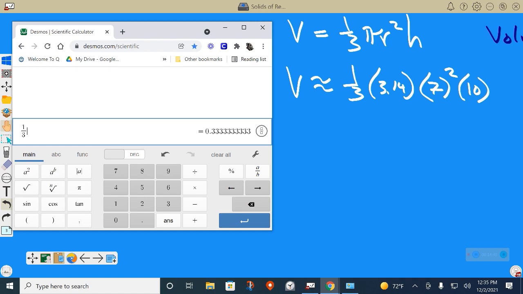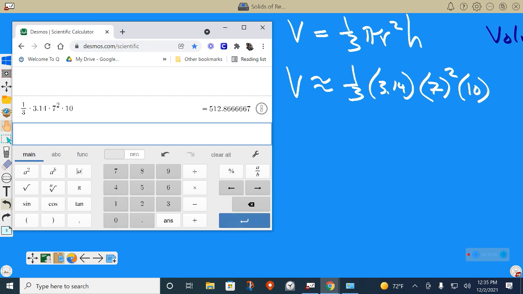3.14. Put it all in one shot. Times 7 squared times 10. 512.87 to the nearest hundredth. It would be like 513 if we went to a whole number, but I'm gonna go to the nearest second decimal, so 0.87. Right. 512.87.